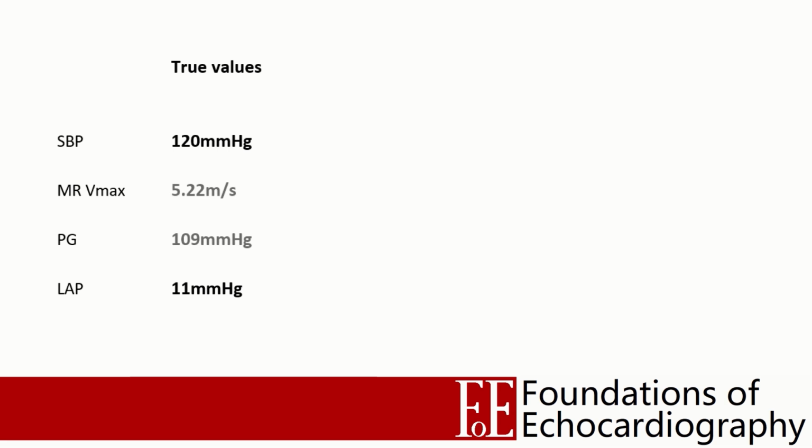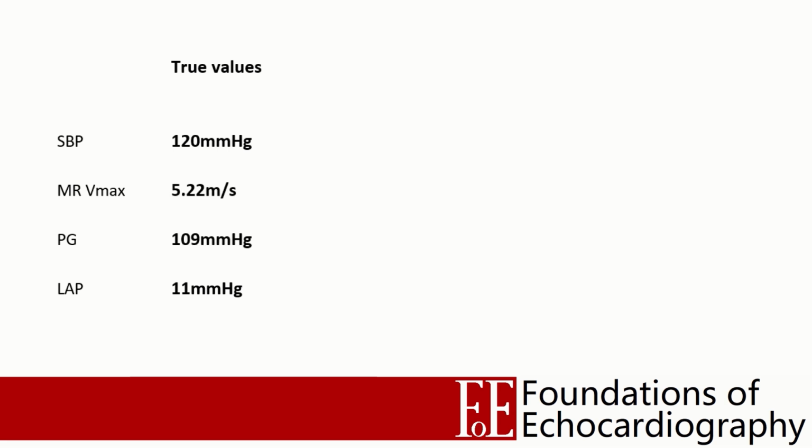By way of an example, let's imagine we have a patient whose peak LV systolic pressure is 120 mm of mercury, and their simultaneous left atrial pressure is truly 11 mm of mercury, which is towards the upper limit of the normal range. Then, using the simplified Bernoulli equation, we would expect the peak MR velocity to be 522 centimeters per second.